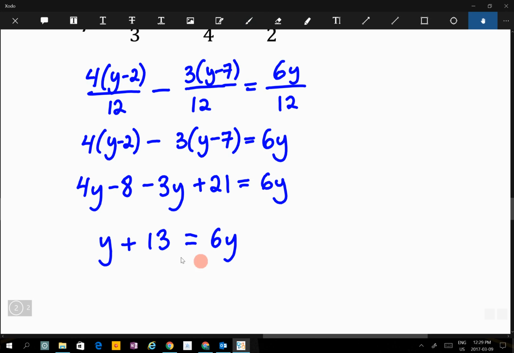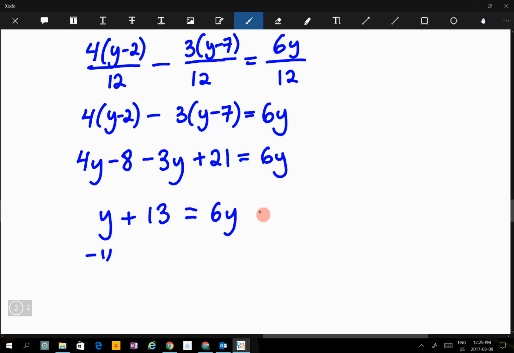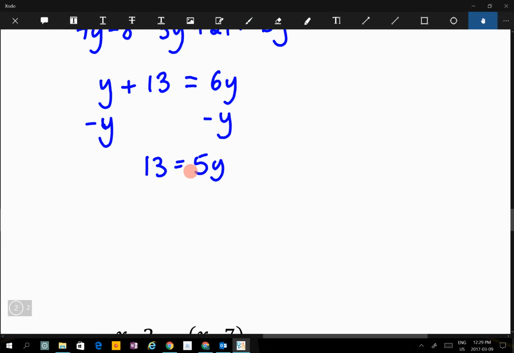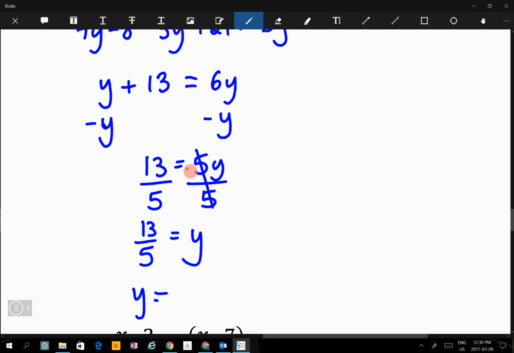I still have a variable on both sides, so what I'm going to do is subtract 1y from each side, so minus y over here, and to balance it, minus y over here. And as those two y's on the left side go away, I'm left with 13 equals 5y. My final step would be to divide both sides by 5. These two cancel, and I'm left with y equals 13 over 5. And just to put it in proper form, put the y first, so y equals 13 over 5.